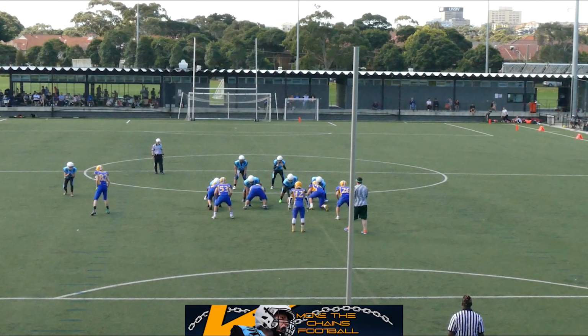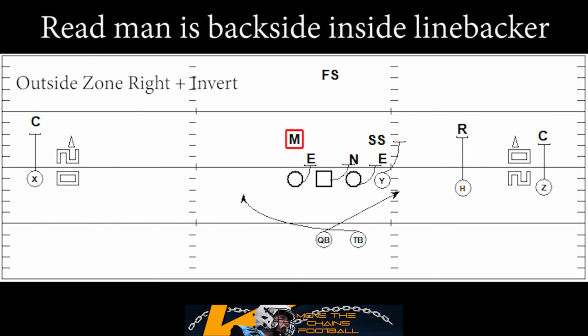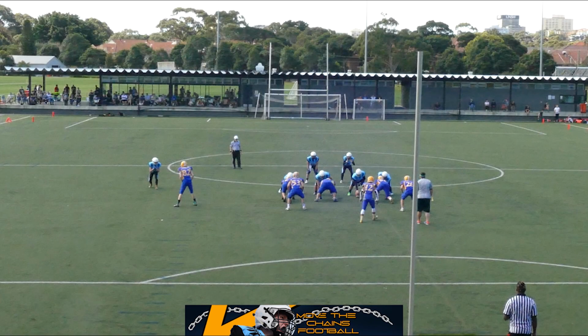We ran the same play later in this game. This time, however, we're lined up in a 3x1 spread formation with the tight end in the box. We're running outside zone right invert, and the read man is the linebacker. Going through our pre-snap reads, we can see that the read man is already out of position to make a play, as the run will be going away from him. This tells me to keep the ball before the play even starts.